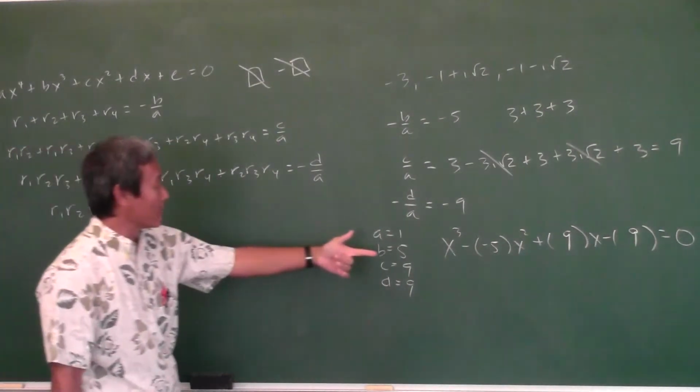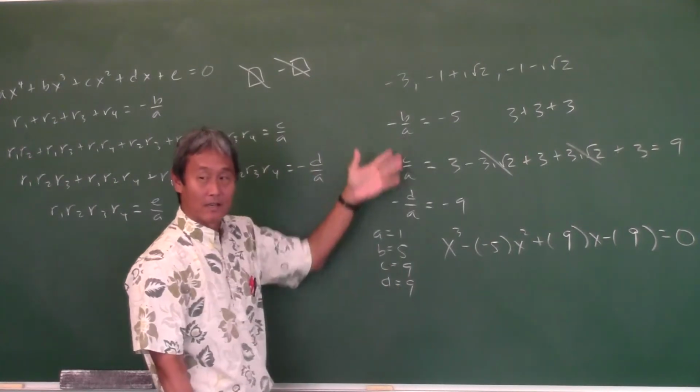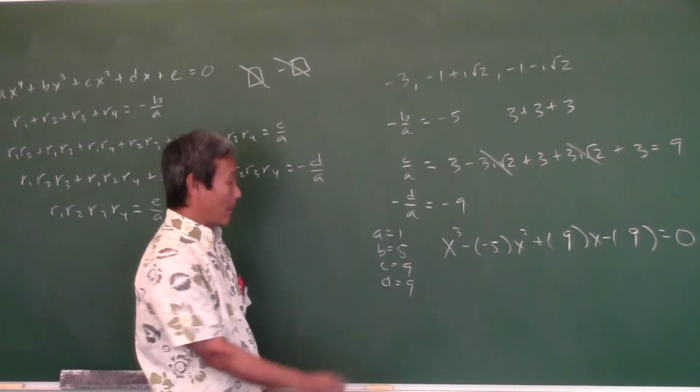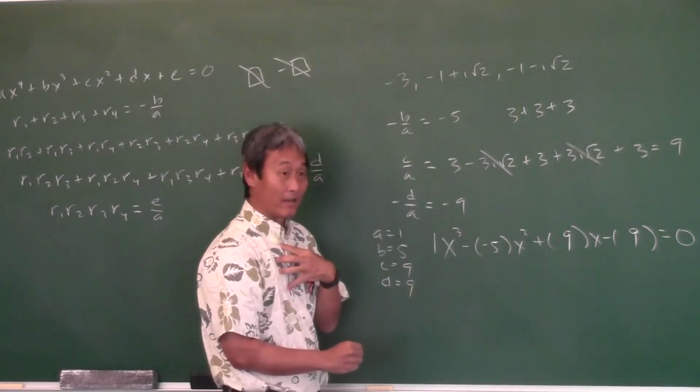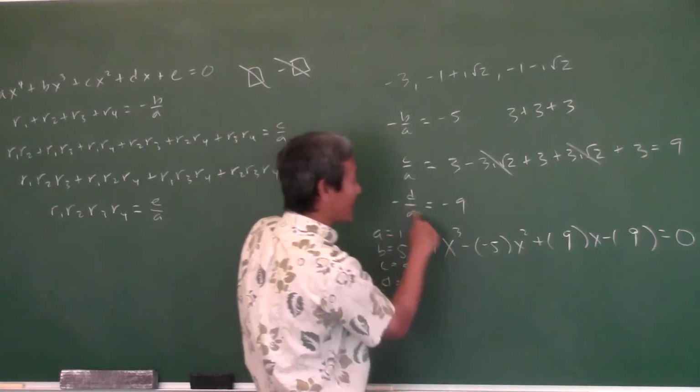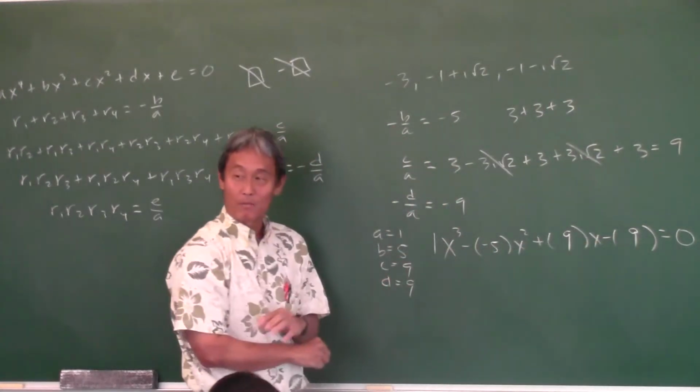All I'm doing is employing this thing right here. But I'm assuming a is 1 already. And then I'm putting the negative signs in already so you don't have to worry about them.